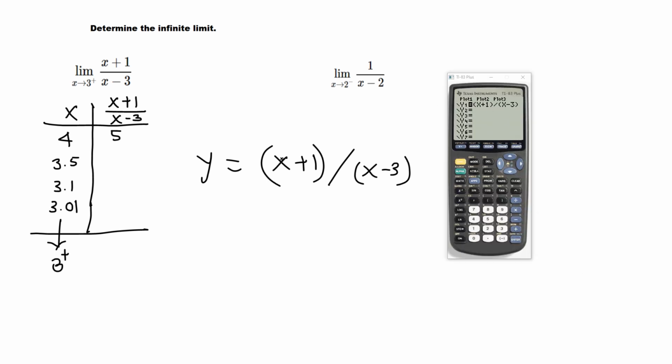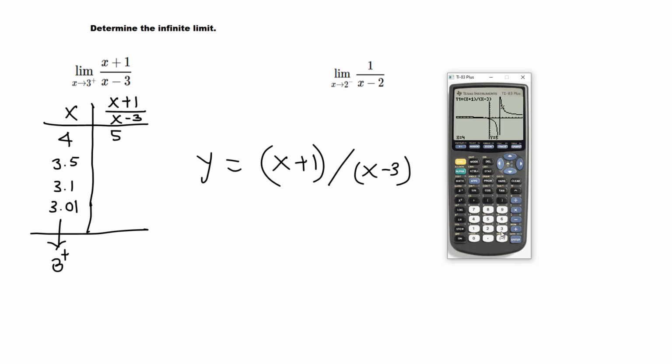So I graph this function, x plus 1 over x minus 3. Let's graph. Now we have the graph of this function. Then I would do calc, second trace. Now I want to evaluate the values, so enter, and it gives the option for x equals, so I put x equals 4 and enter. It gives y equals 5. That's what we found already.